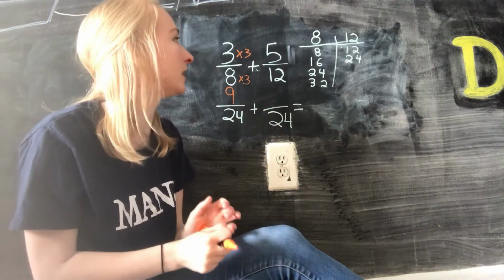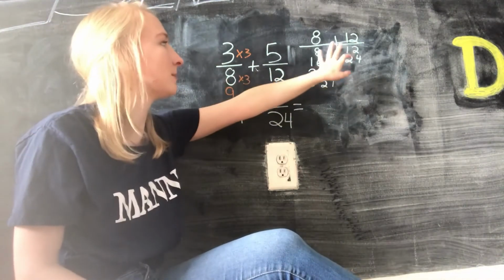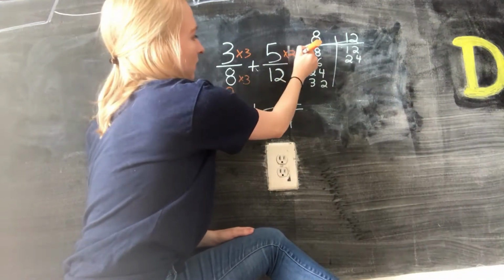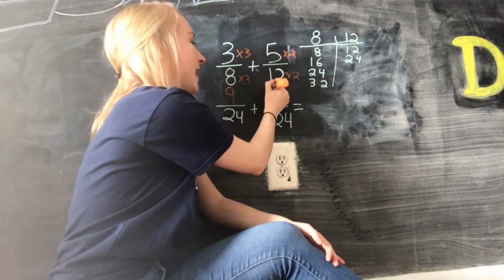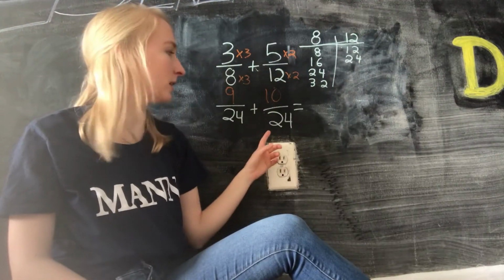And then when we come over here, instead of multiplying 5/12 by 8, we're just going to multiply 5/12 by 2. So 5 times 2 will give us 10. And we already know that 12 times 2 gives us 24.